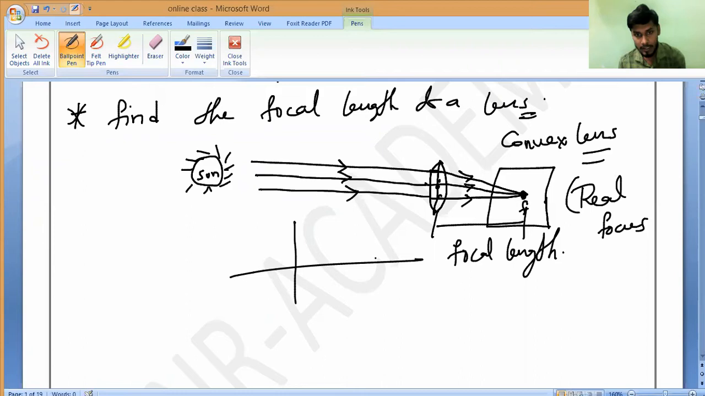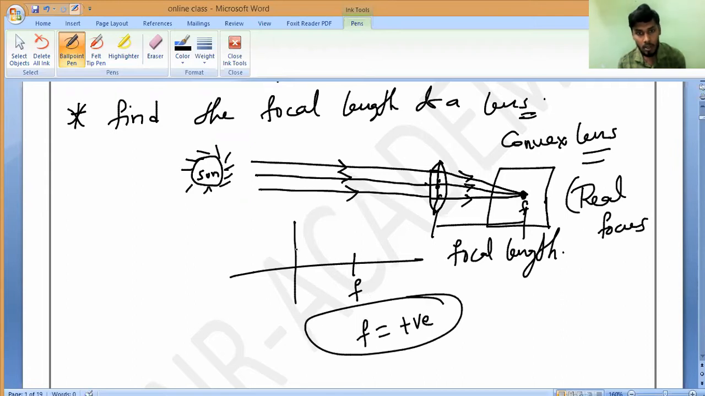If we take this side, the focus will be present. So that is why f is equal to positive. Do you understand? You have to imagine all the refracted light rays will meet at some particular point. That point we call the focal length of the lens, and it will always be on the right side, which is positive. So like this we can find the focal length of any lens by forming the image of light rays coming from an infinite distance.